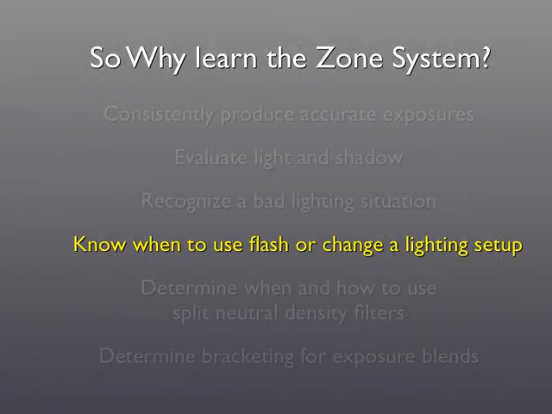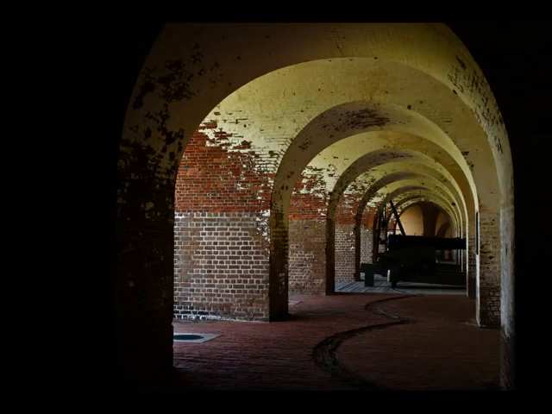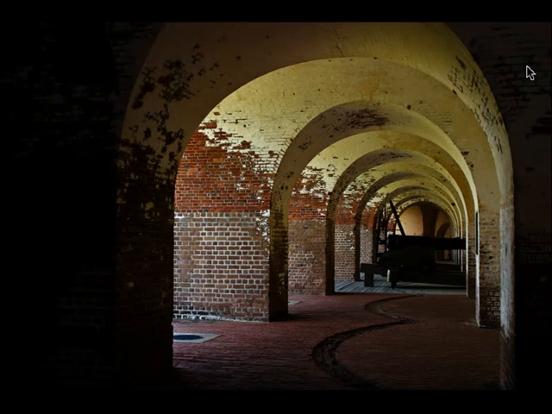Another nice thing about metering your scene before you start is to know when you need to use flash. In this brick hallway, I was noting that the light and the motion through here was just beautiful, but it was very deep black where I was standing, and I realized after I metered that this was all going to become solid black. So put on a little on-camera flash, and you're able to make a much better exposure.